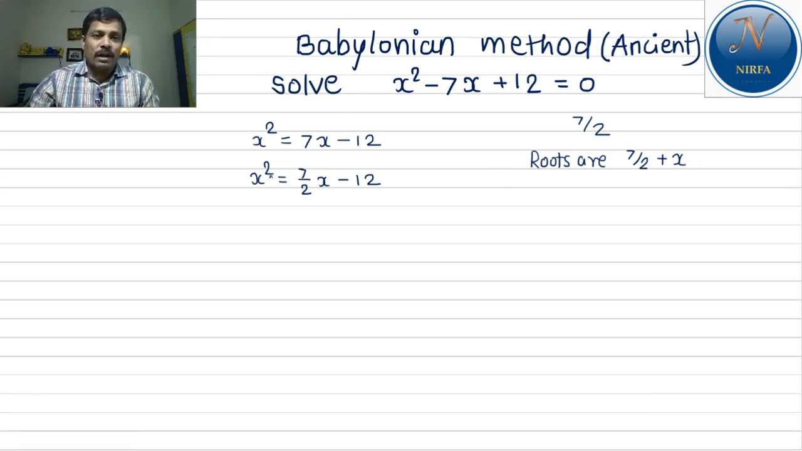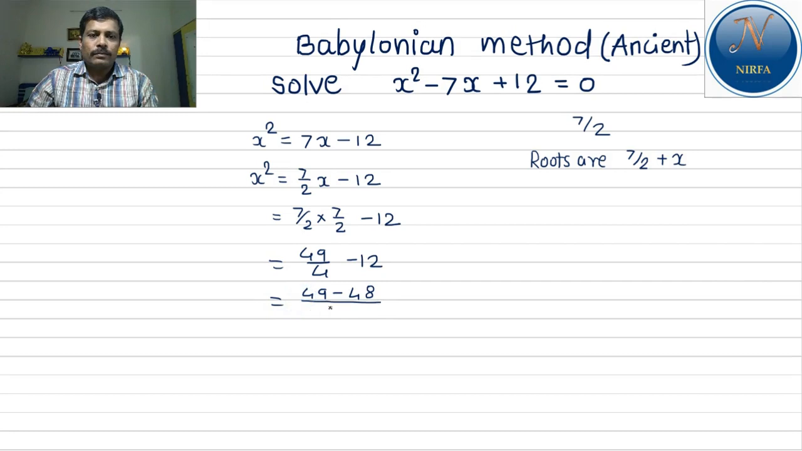And how to find this value? You put this 7 by 2 here instead of x on the right side only. So it is your original 7 by 2. You are putting 7 by 2 instead of x in x minus 12. Now simplify this. This is 49 upon 4 minus 12, cross multiplication. This is 49 minus 48 upon 4. This is the value of x square. And now you take the subtraction. What is this? 1 by 4. And take the square root. You will get x equal to plus or minus 1 by 2.